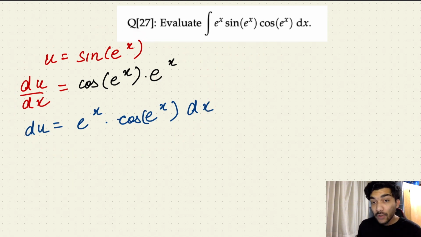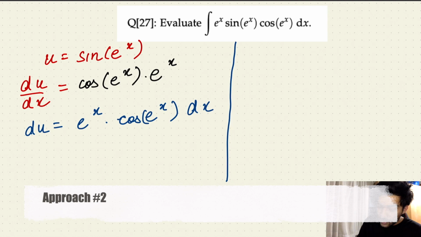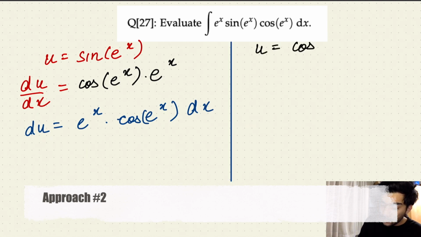Since we talked about three approaches to solve this question, let's move on to the next approach. Again we'll use the same property of the derivatives of sine and cos functions. We know that the derivative of sine has a cos component and the derivative of cos has a sine component. So for our approach 2, let's take u to be cos(e to the power x).